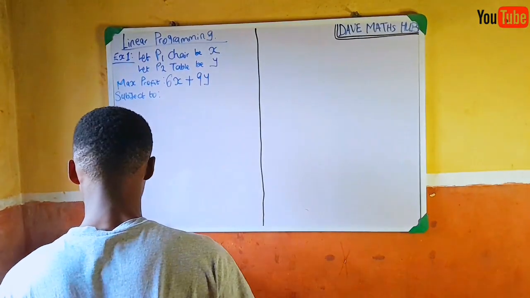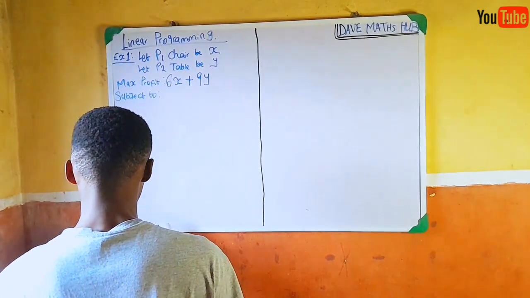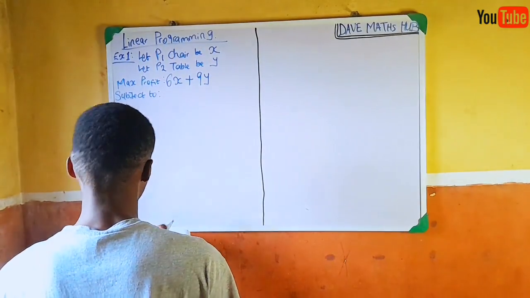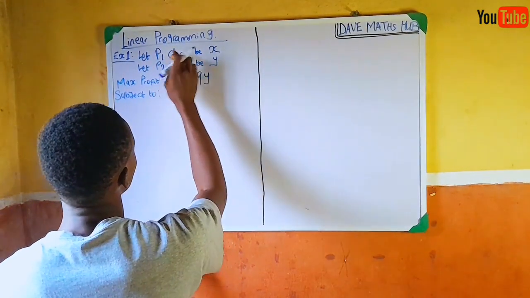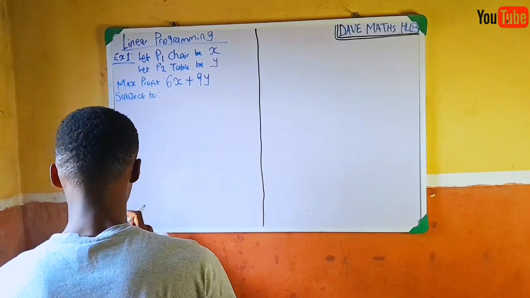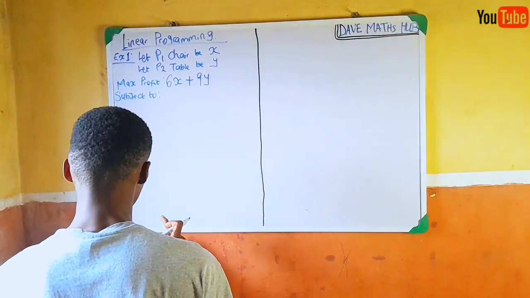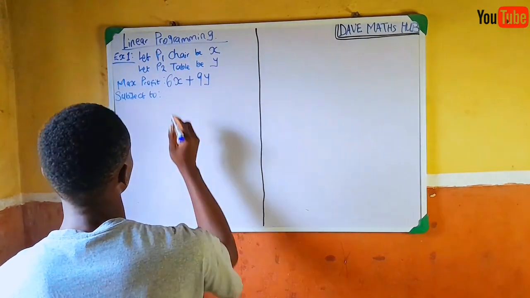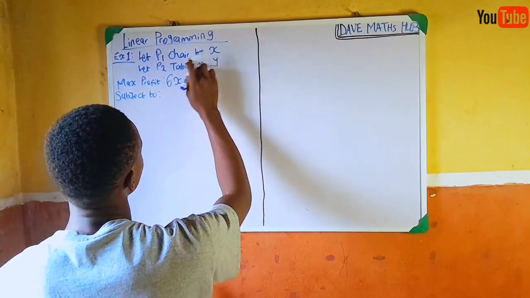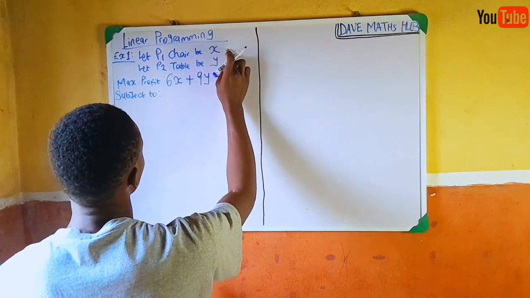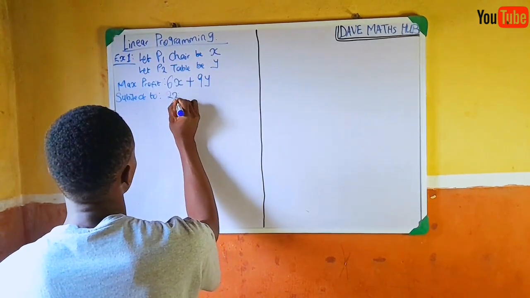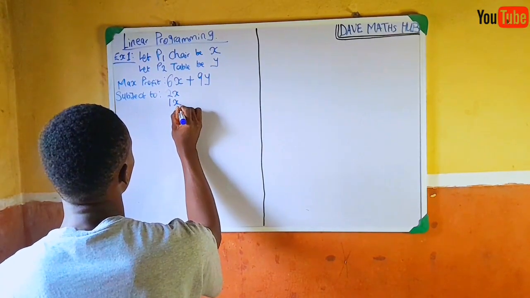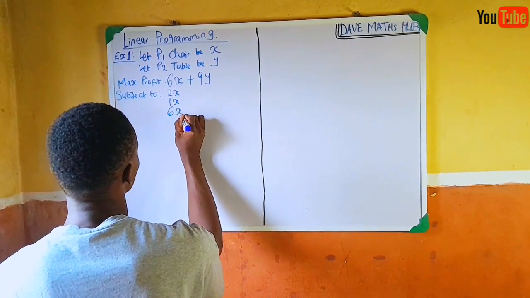So this subject to now, it says from the beginning, P1 requires 2 hours on A, and P1 is for chairs, and it says 2 hours on A, 1 hour on B, and 6 hours on C. So since all of them are for chair and chair is represented by X, we write 2x for the 2 hours on A, 1 hour on B, and 6 hours on C.